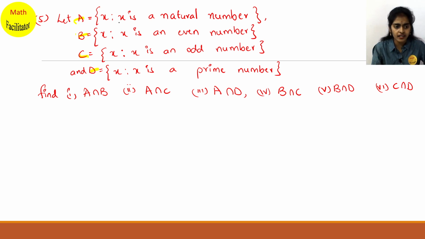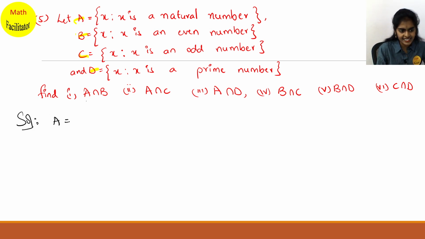So here, firstly, to find A intersection B or all these given in the question, we should first know what are the elements of set A, what are the elements of set B, set C, and set D. In simple words, that means we have to convert the set builder forms into roster forms so that we will know what are the elements of these particular sets. So let's begin the solution.